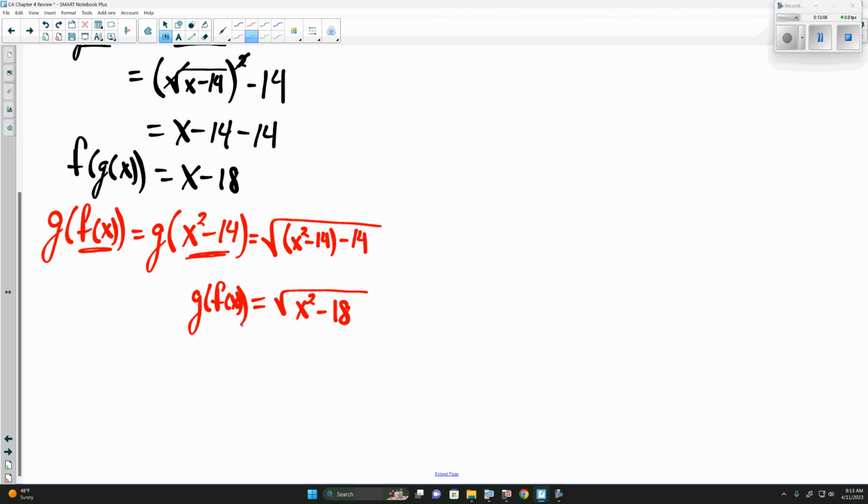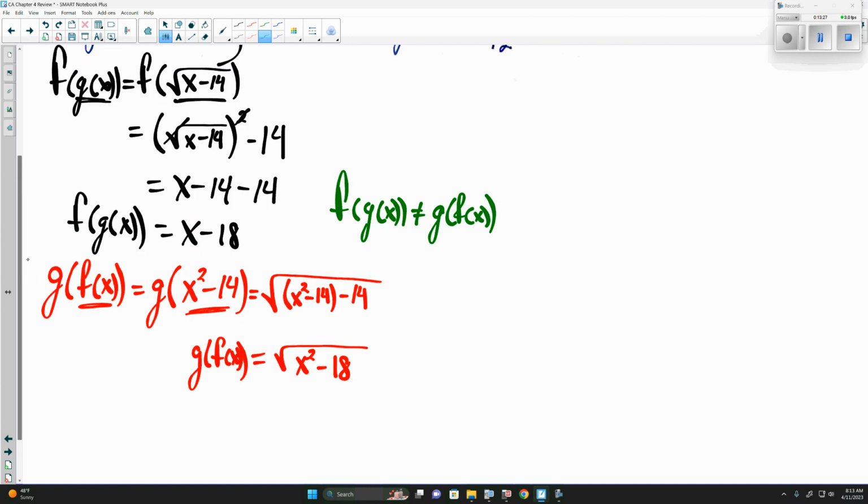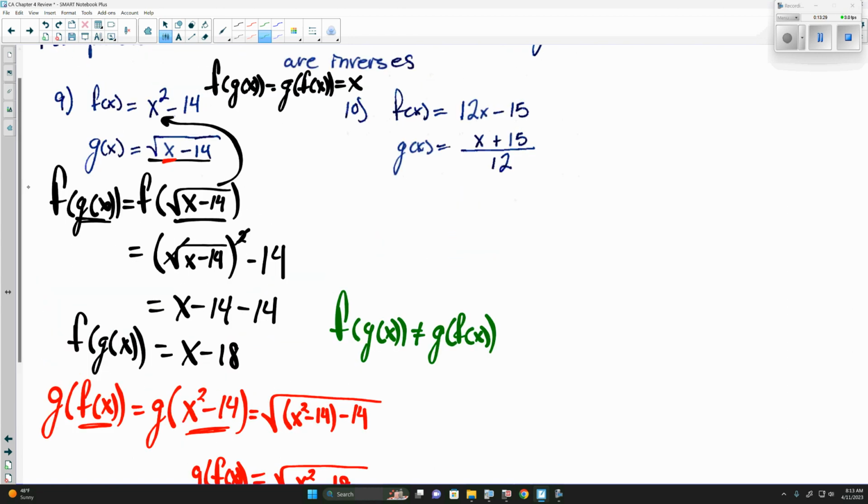There's no way to simplify that because we cannot write it as a single set of parentheses squared, so there's no way to simplify the radical. So this is what we get, and it's telling us that f of g of x is definitely not equal to g of f of x, which is most certainly not equal to x. So are these inverses? No, they're not inverses. Because if they don't equal x, then they're not inverses.